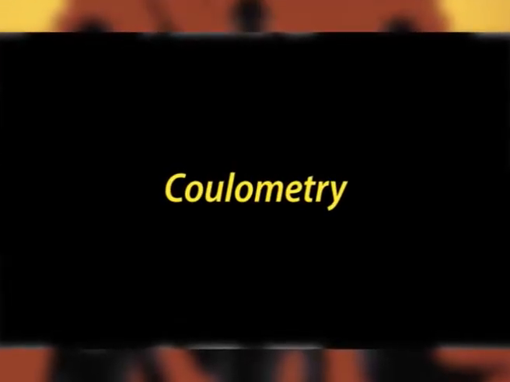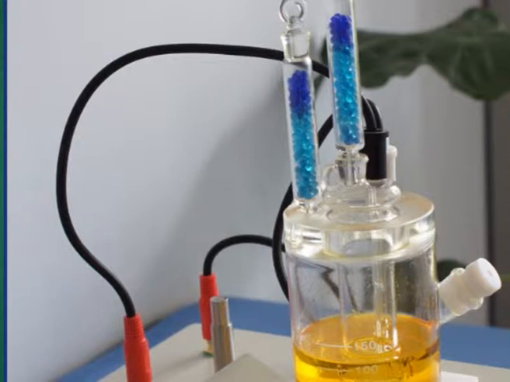Now we will see coulometry. This technique is used to measure the quantity of matter that is converted during an electrolysis reaction. This is done by calculating the quantity of electricity produced or consumed. In this technique, the analyte is fully reduced or oxidized at the working electrode, or in other words, the analyte completely reacts with the reagent produced at the working electrode. A coulometric cell consists of a working electrode and an auxiliary electrode.